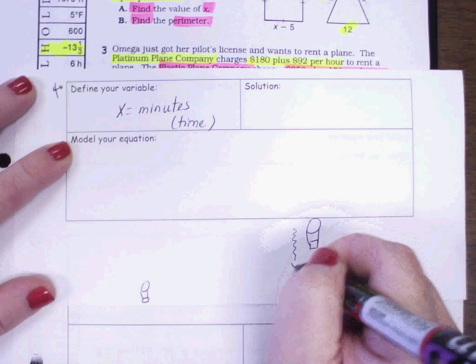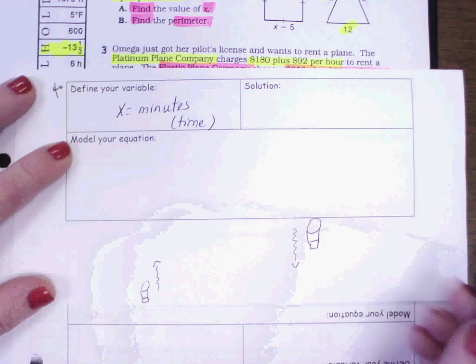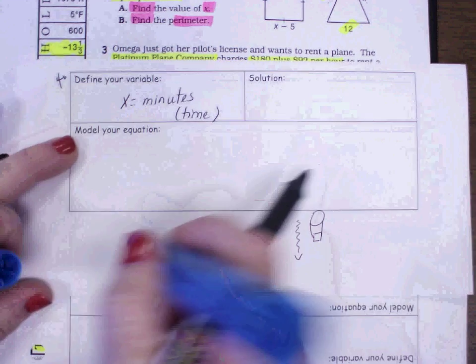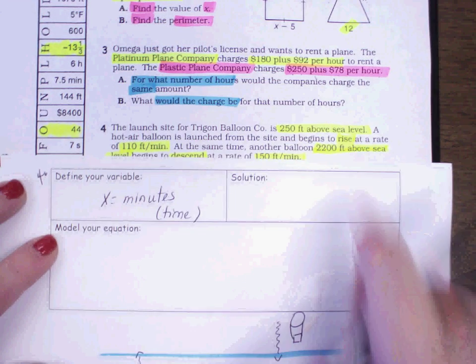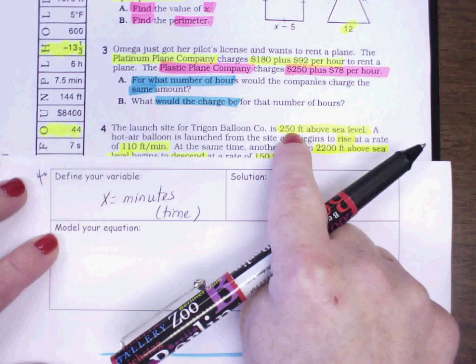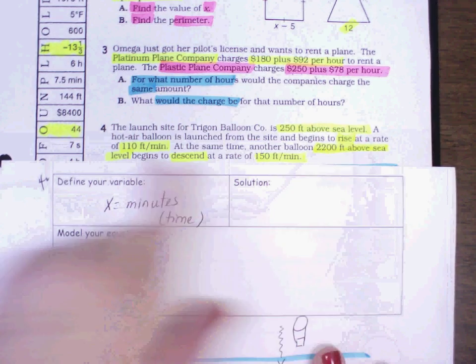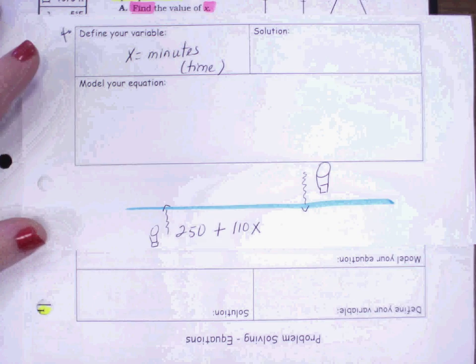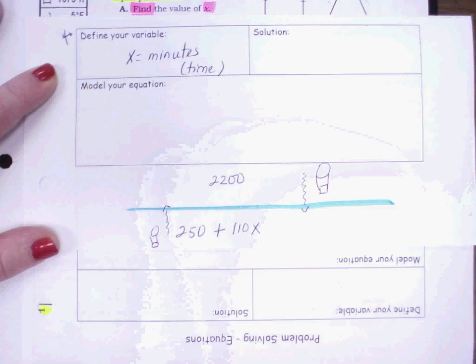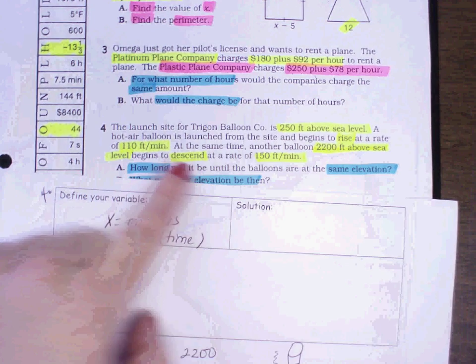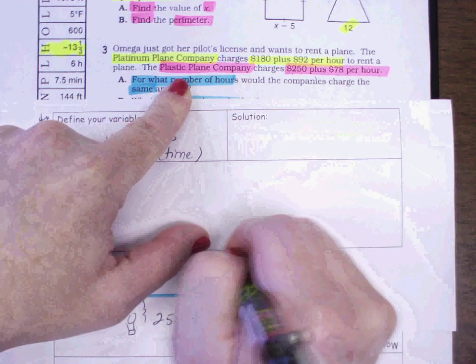Now this is what happened, and I'm going to do a little picture over here. You have one balloon over here, and you got one balloon over there. This one is going down. That one is going up. It's basically asking you, at what point will they be the same height? Now this one, the one that's going up, at what elevation is it? 250. And it's rising at what rate? So that would be 110x, because it's per minute, right?